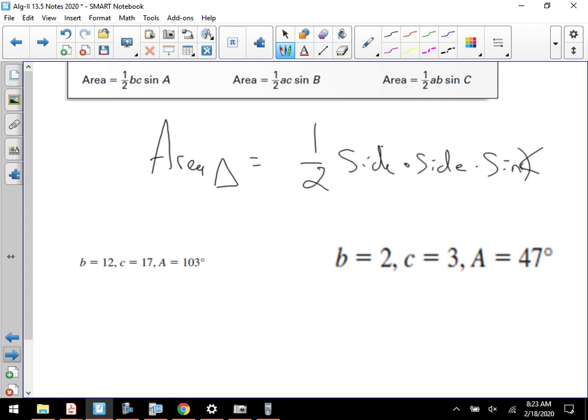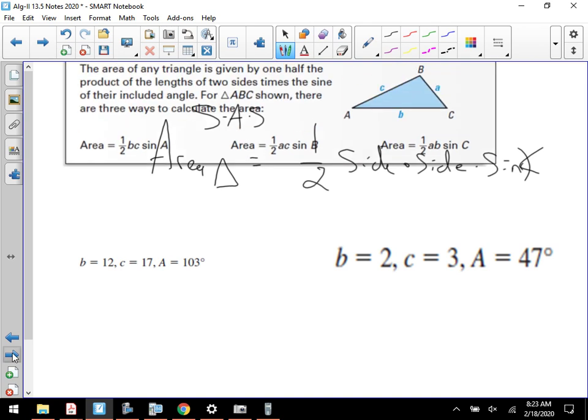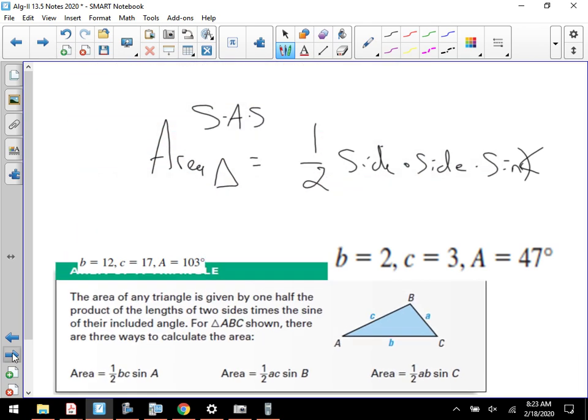Think of it this way. This is for when you have side angle side. All you would have to do is just 1/2 the side times the sine of the included angle. That's it. And it gives you the area of the triangle. What they do here is they write it out long form, and it depends on what sides you're given and all that.